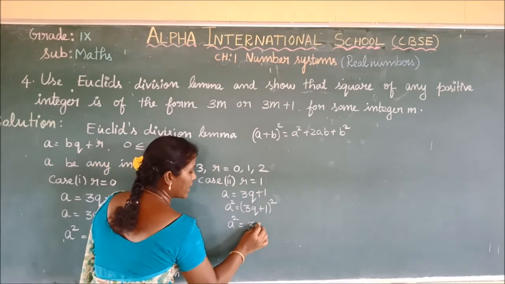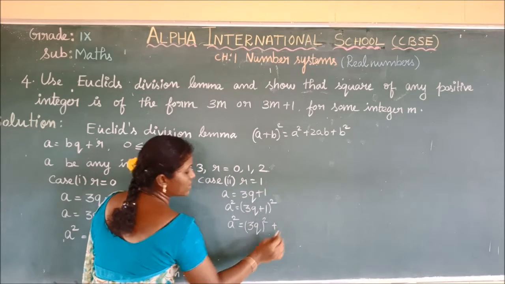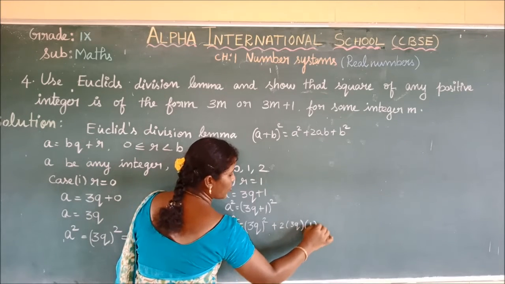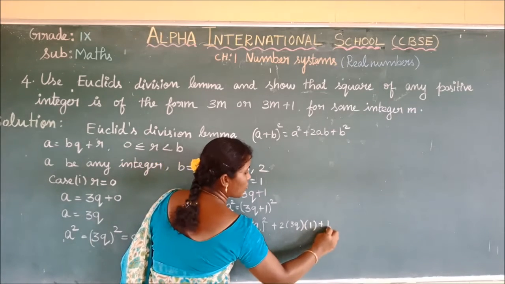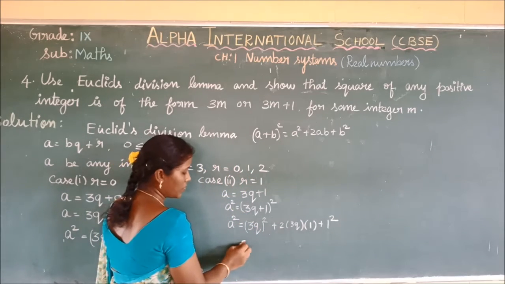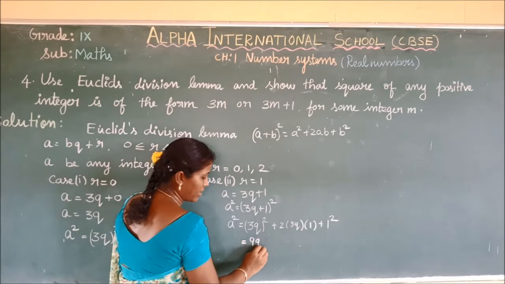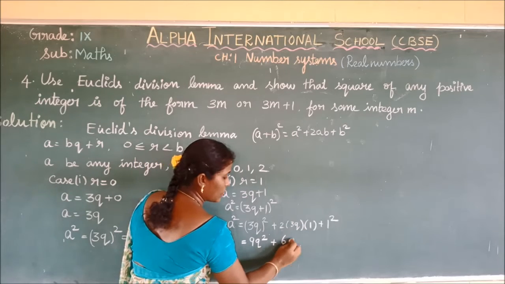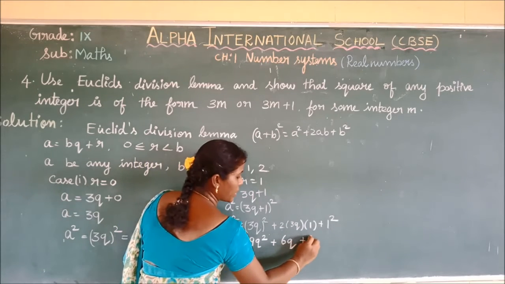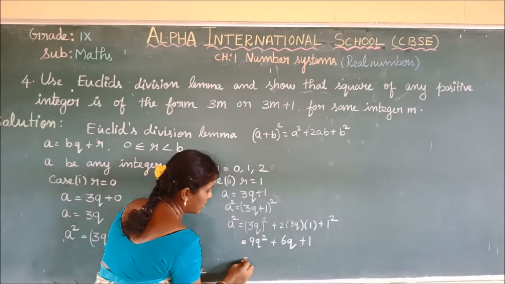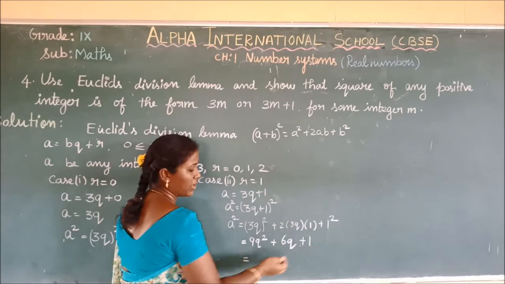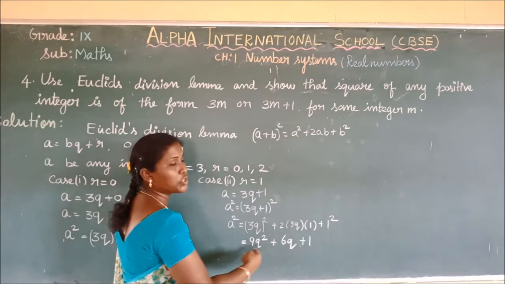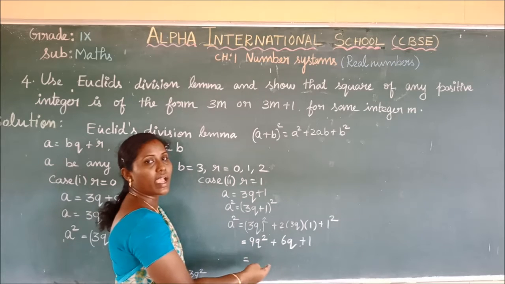So a square plus 2ab, so 2 into 3q into 1, plus b square, that is 1 square. Now expand this: 3 3s are 9q square, plus 2 3s are 6, 6 into 1 is 6, so 6q, plus 1 square is 1. Now see what we can do. From 9 and 6 we can take 3 common. Here there is nothing to add or subtract, no like terms.